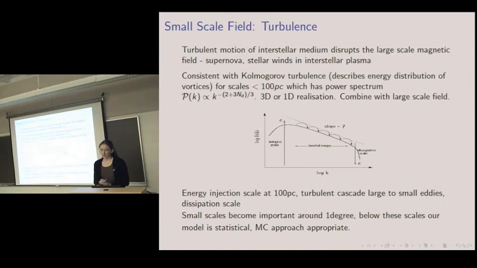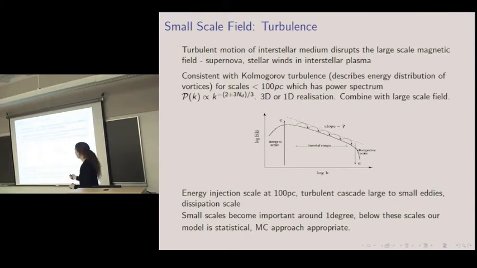So on small scales, you have the second contribution to the magnetic field, and this is from turbulent motion, and it's been shown that on scales less than 100 parsecs, it's consistent with a Kolmogorov turbulent power spectrum. So this Kolmogorov spectrum has this form here. For a 1D realization of this spectrum along the line of sight, you have a -5/3 slope to the power spectrum. For a 3D realization, you'll have a -11/3 slope.